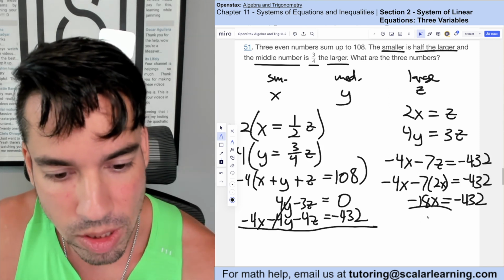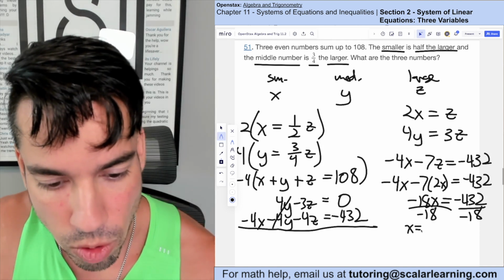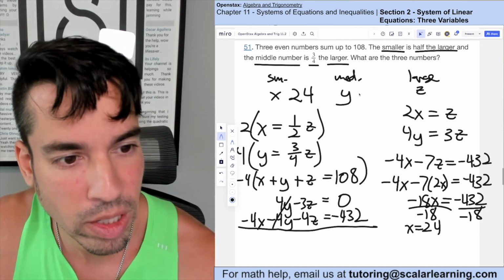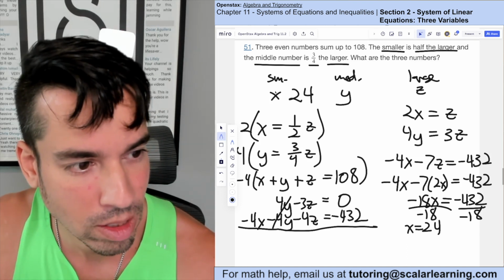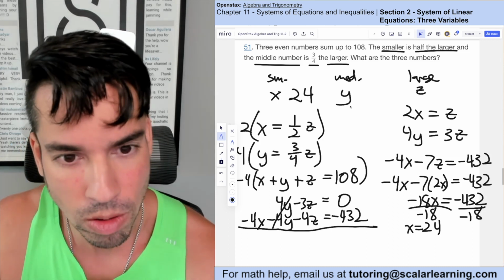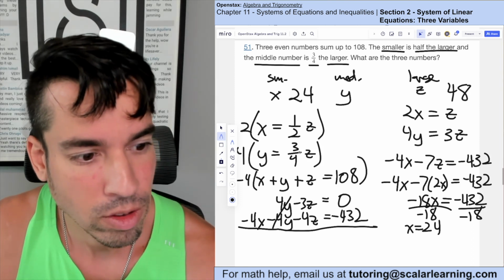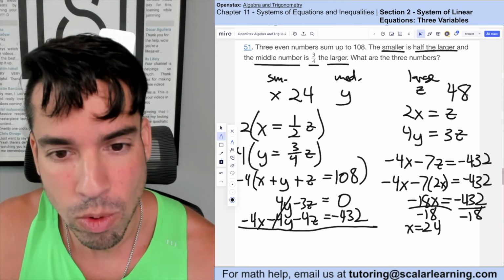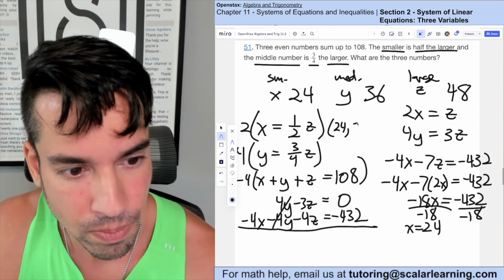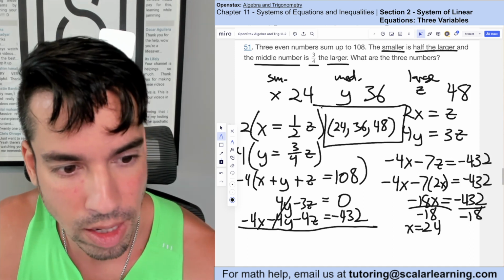And then we divide both sides by negative 18. And that's a nice even 24. So x is equal to 24. So that's the small one. And then I can pretty easily find the medium and the large because I got these nice equations, right? If x is 24 and it's half of the large, well, the large must be 48. If y is 3/4 of the large, 3/4 of 48 is 36. So my final answer is 24, 36, 48, like so. That's how you do it.